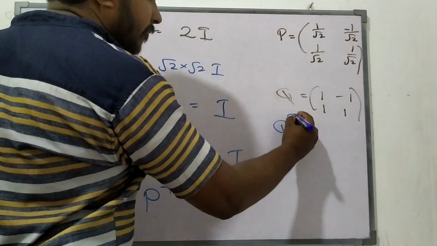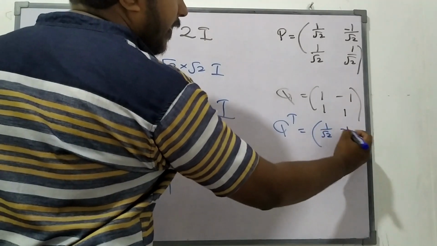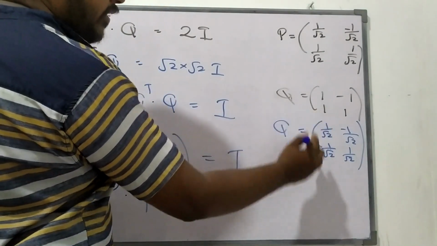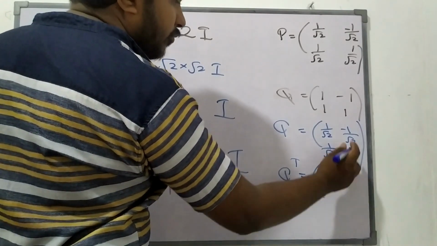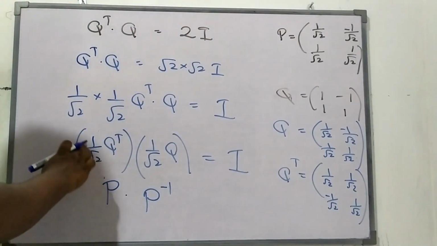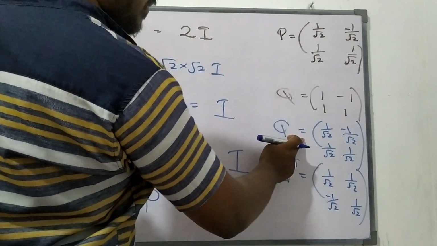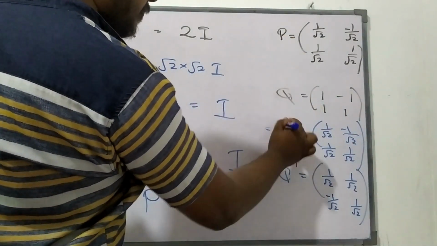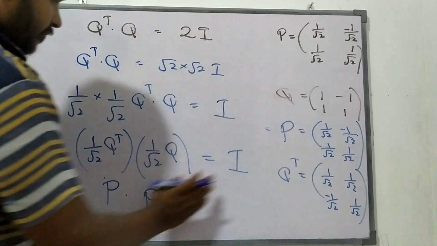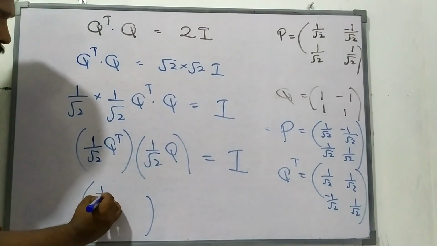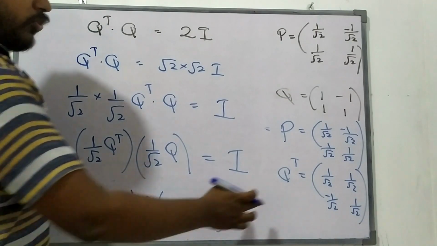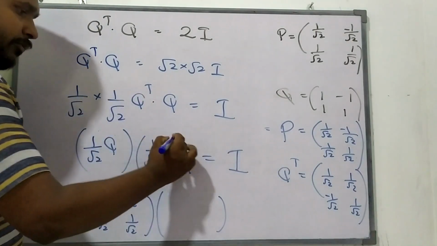Anyway, so what is Q transpose? It's 1 over root 2, minus 1 over root 2, 1 over root 2 and 1 over root 2. This is actually Q, right? What is Q transpose? 1 over root 2, minus 1 over root 2, 1 over root 2, 1 over root 2. So actually this is P, right? This is like P inverse. So I'm just putting 1 over root 2, minus 1 over root 2, plus 1 over root 2, 1 over root 2. So this is Q transpose.